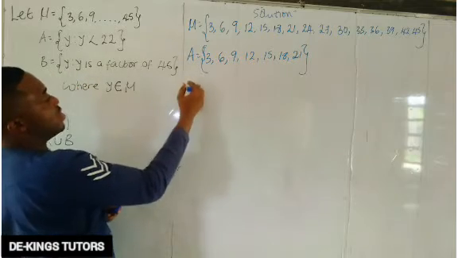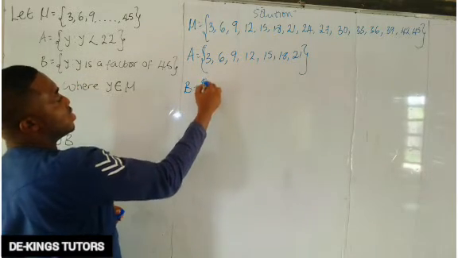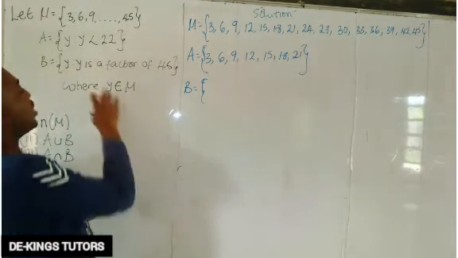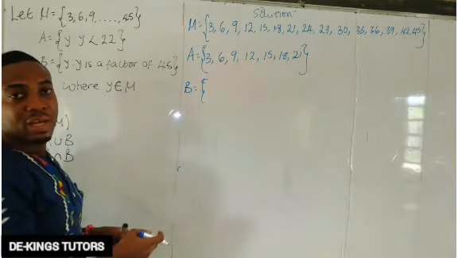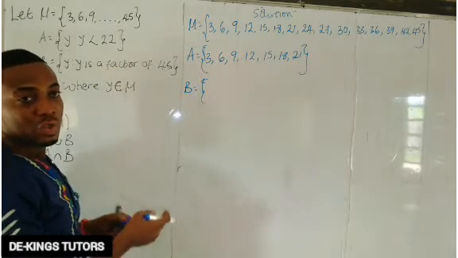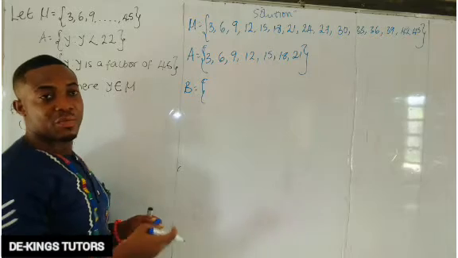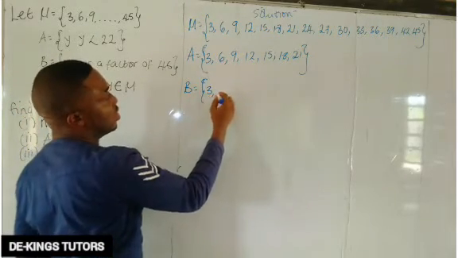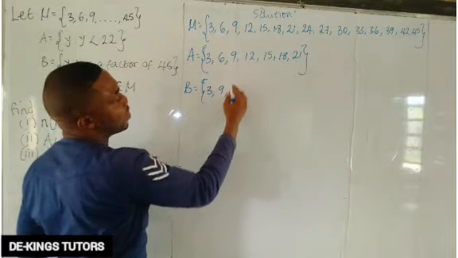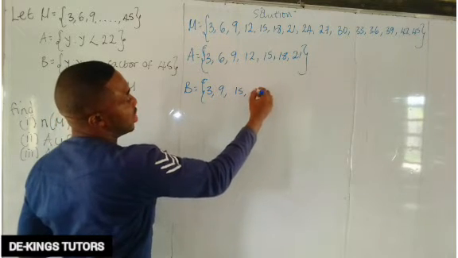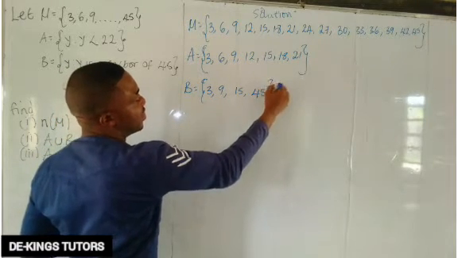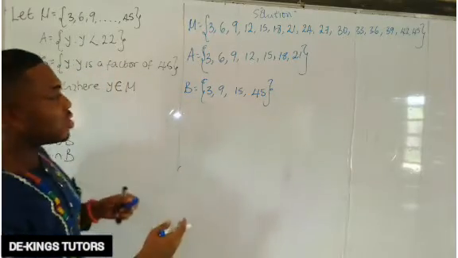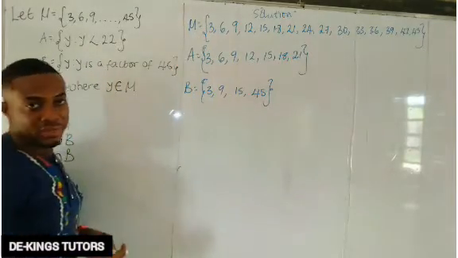Also, set B. Set B is y such that y is a factor of 45. What are the factors of 45? Those are values by which we can divide 45 without remainder. So we have 3, 9, 15, and 45. Remember, all of these should be among the universal set.